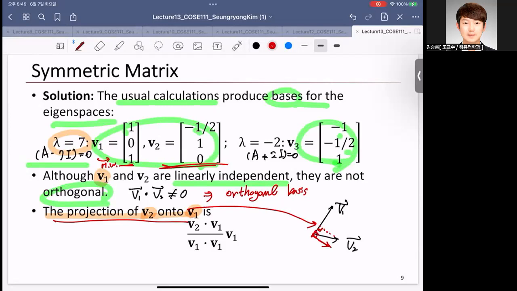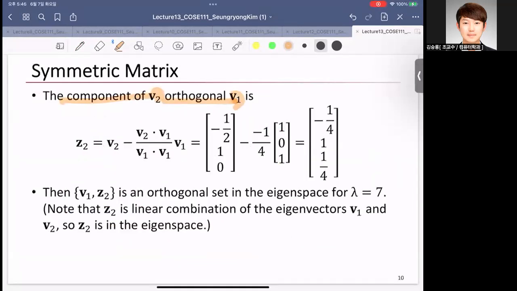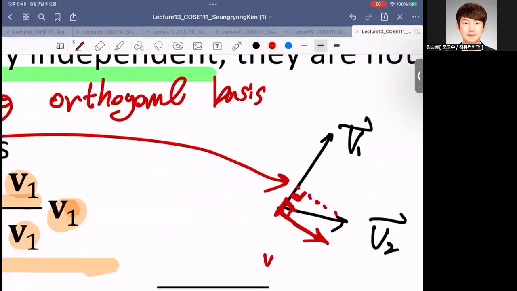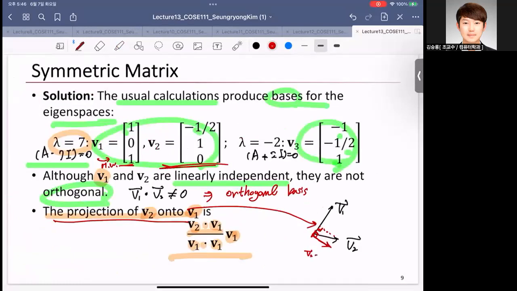Like this. So by the definition, the projection of V2 onto V1 is going to be V2 inner product V1 over V1 inner product V1 times V1. This is just the definition. Then the component of V2 orthogonal to V1 is going to be V2 minus V2 inner product V1 over V1 inner product V1 times V1, similar to the Gram-Schmidt process.